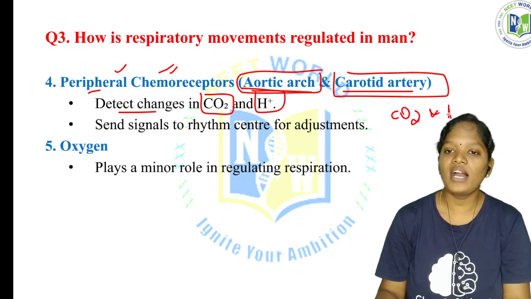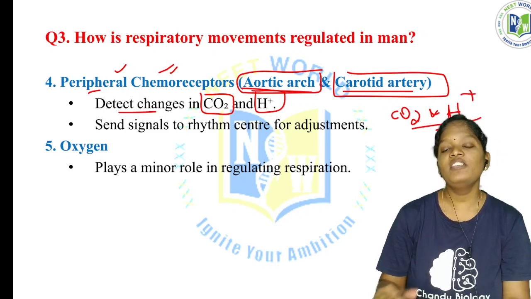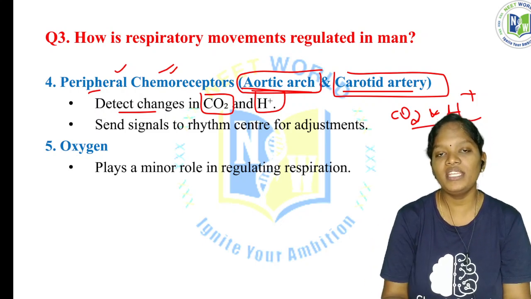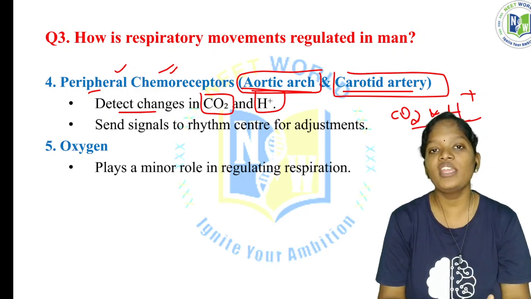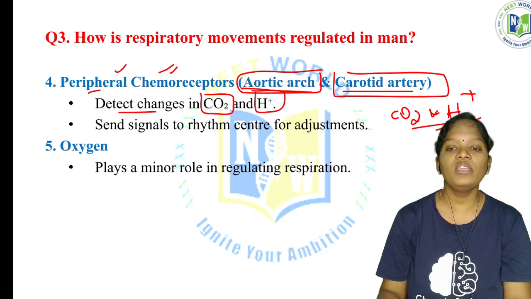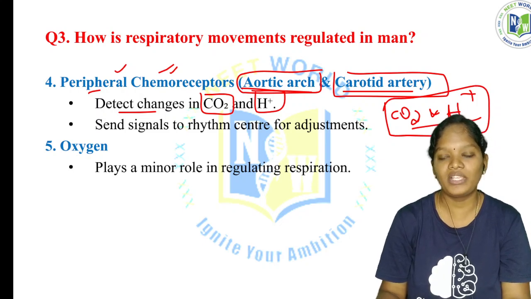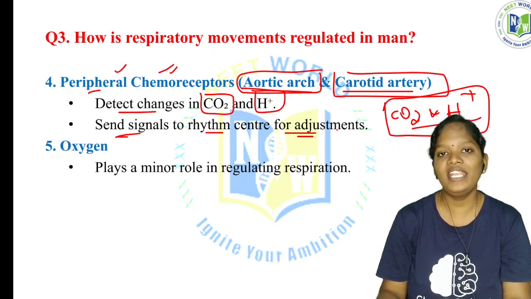Why are we saying carbon dioxide and H plus are sensed by all these areas? If the carbon dioxide concentration is very high in our body, it has to be eliminated immediately. Our body should not allow these gases to accumulate. That is why all these areas are very sensitive to carbon dioxide, oxygen and H plus. They send signals to the rhythm center for adjustments, because all the cells are in need of oxygen.